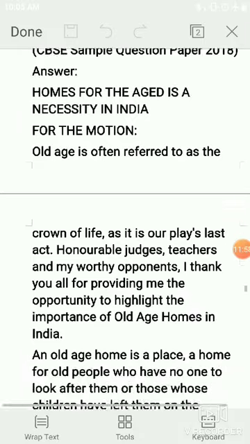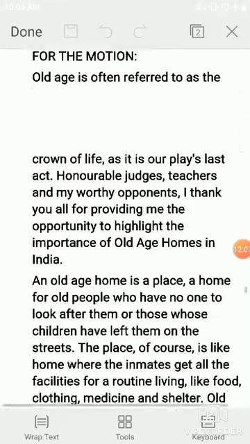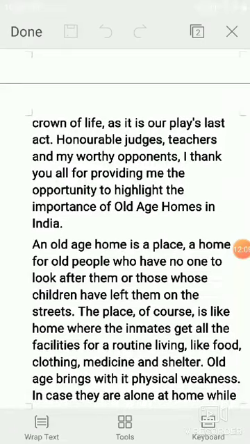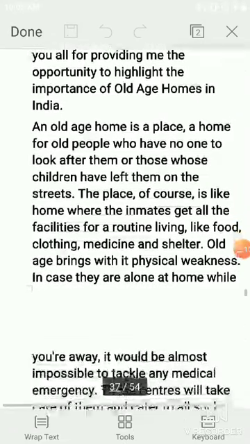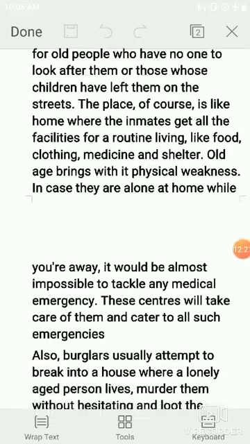Old age is often referred to as the crown of life, as it is our play's last act. Honorable judges, teachers, and my worthy opponents, I thank you all for providing me the opportunity to highlight the importance of old age homes in India. An old age home is a home for old people who have no one to look after them, or those whose children have left them on the streets. The place is like a home where the inmates get all the facilities for a routine living, like food, clothing, medicines, and shelter.